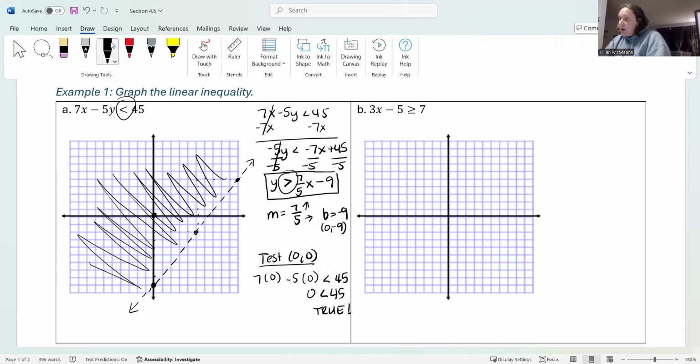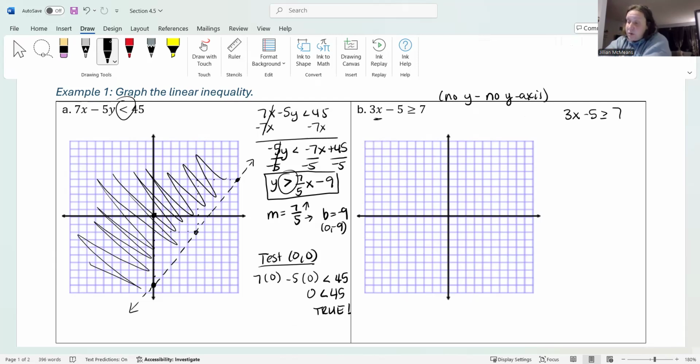Okay, let's try one more. In this case, you have to be a little bit careful. We have 3x minus 5 is greater than or equal to 7. Notice we're missing a y. So we have no y, which means we cannot cross the y-axis. Well, it doesn't mean there's no y-axis. It just means we can't cross the y-axis.